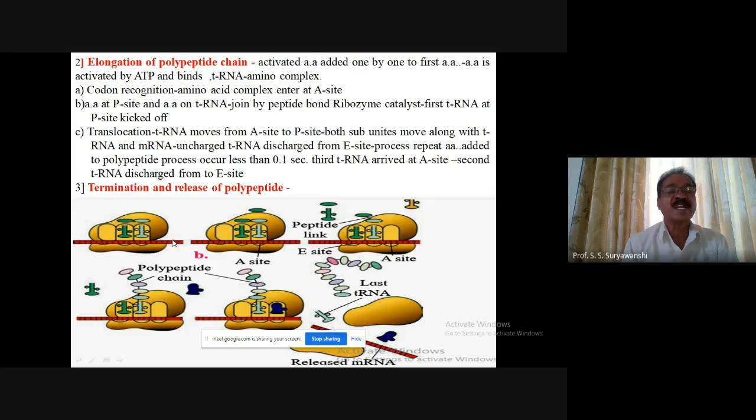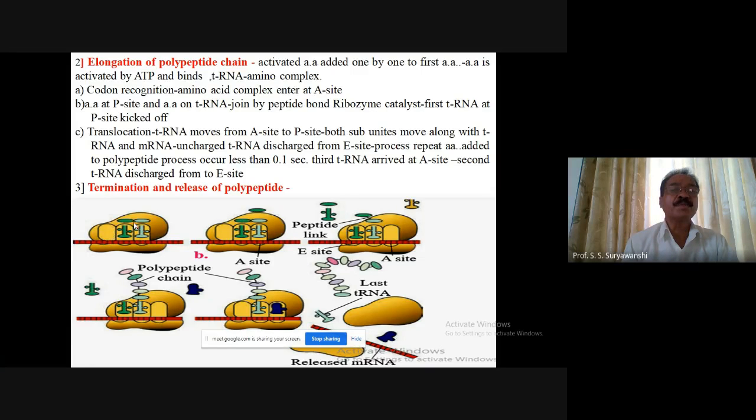That means the ribosome moves in the 5 to 3 direction along with all this unit, while the mRNA remains in the same position. The uncharged tRNA, the one that is discharged, goes to the E site. So this is the E site; from the P site it goes to the E site, and the process repeats.